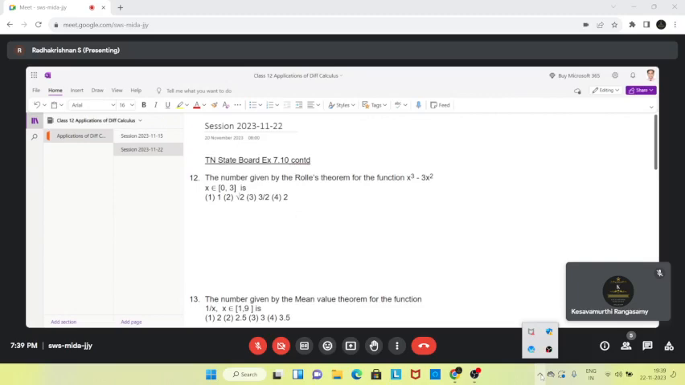We'll continue with that state board exercise 7.710. The number given by Rolle's theorem for the function x cube minus 3x square, where x belongs to [0, 3]. So what is the number given by Rolle's theorem? Anybody?